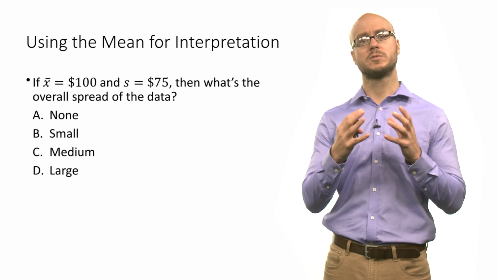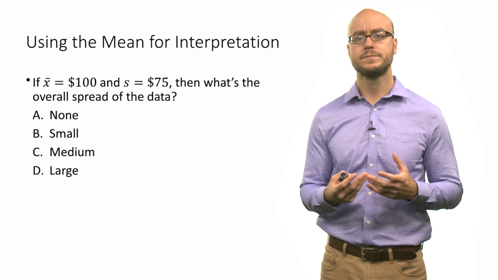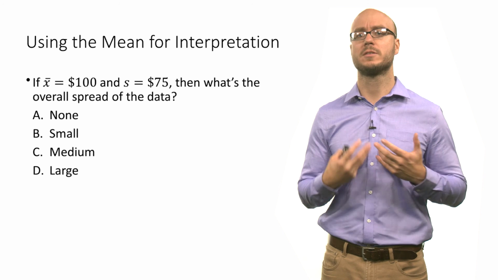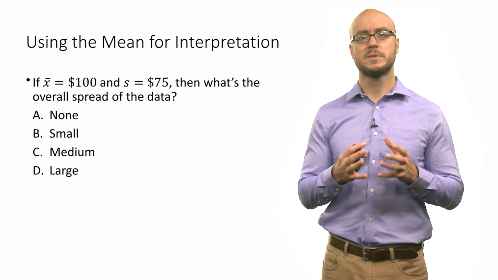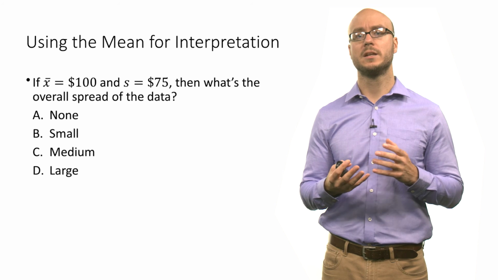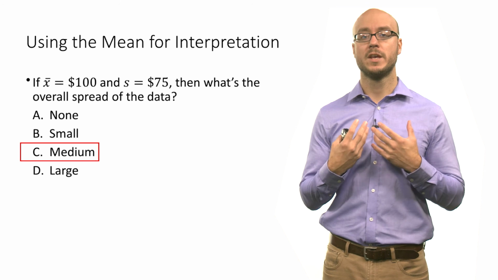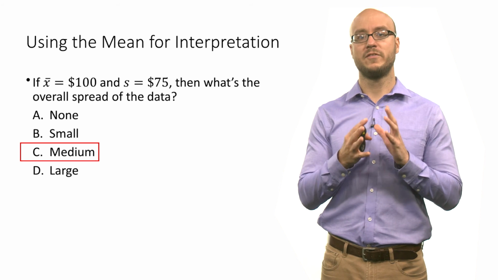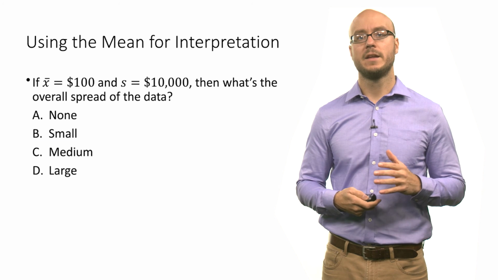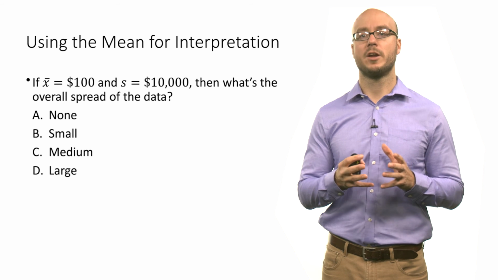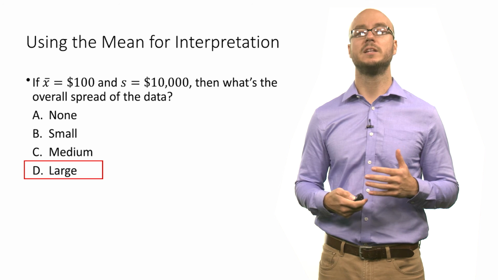But suppose our sample mean is 100 and the sample standard deviation is 75. How can we characterize the overall spread or dispersion in the data? Well, the sample standard deviation is pretty close to the sample mean, so let's say that there's a medium amount of variability. There are quite a few observations around the sample mean, but there is some degree of spread. And then finally, consider a mean of 100 and a standard deviation of 10,000. What's the overall spread of the data? It's going to be large.